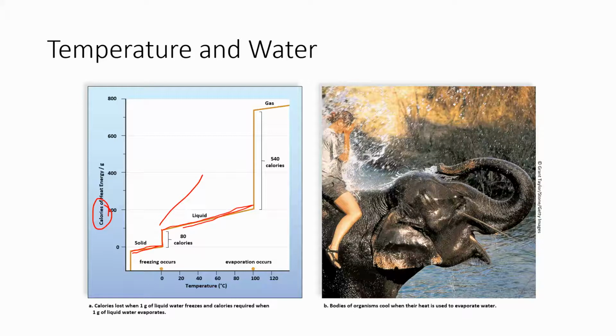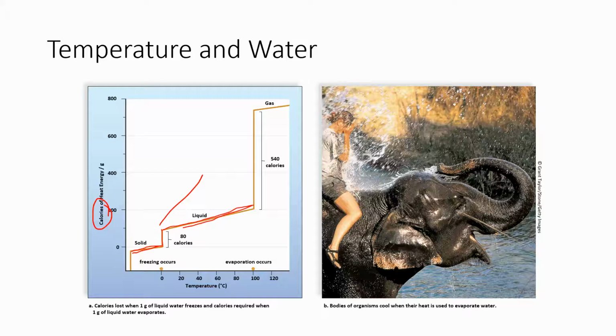And that is a property of water that organisms use a lot. So what you see on this slide is an elephant using water to cool itself. That is also because when water evaporates, that absorbs a lot of energy, and that takes heat off of your skin. So the reason why you sweat is because the water, when it evaporates, takes heat away with it.